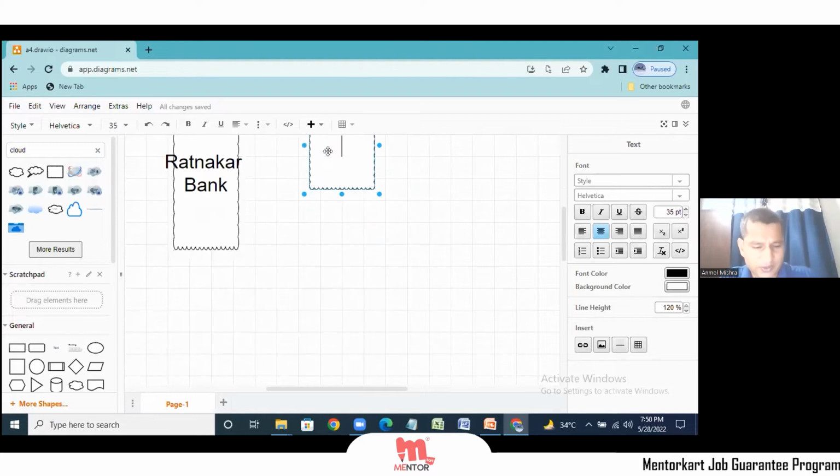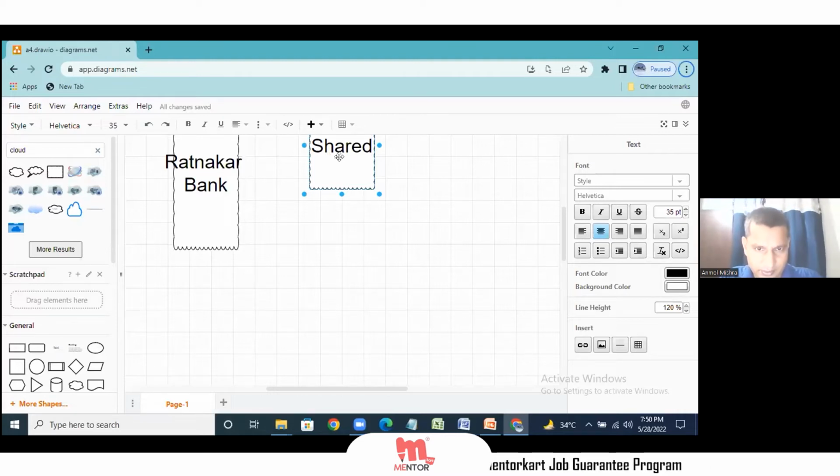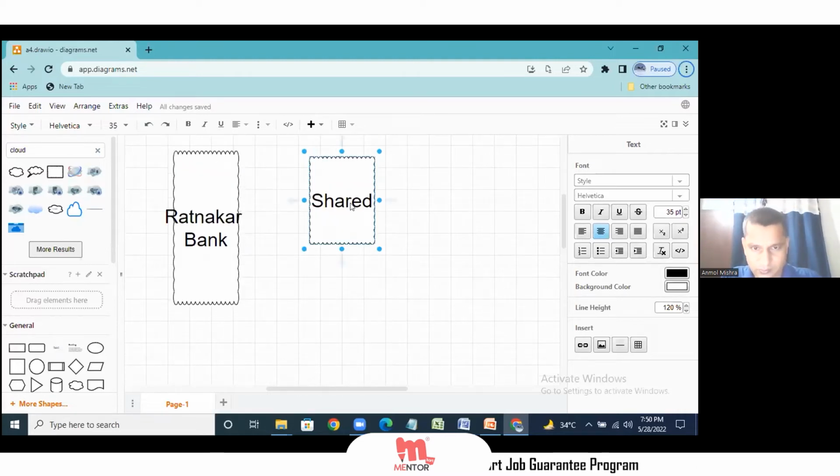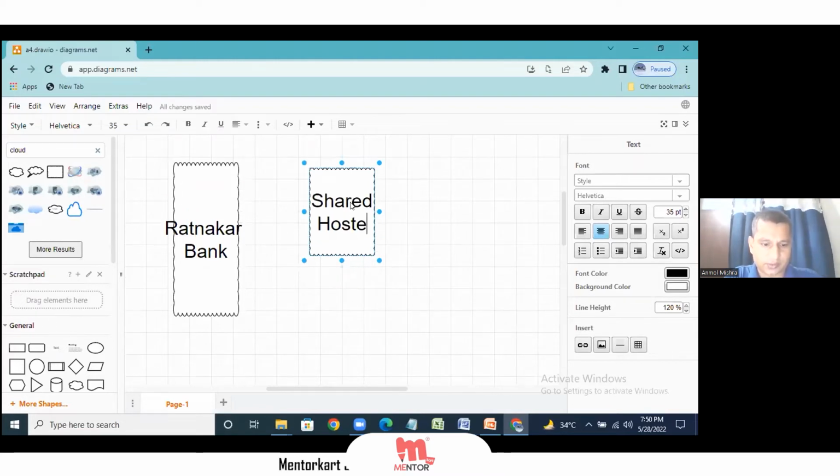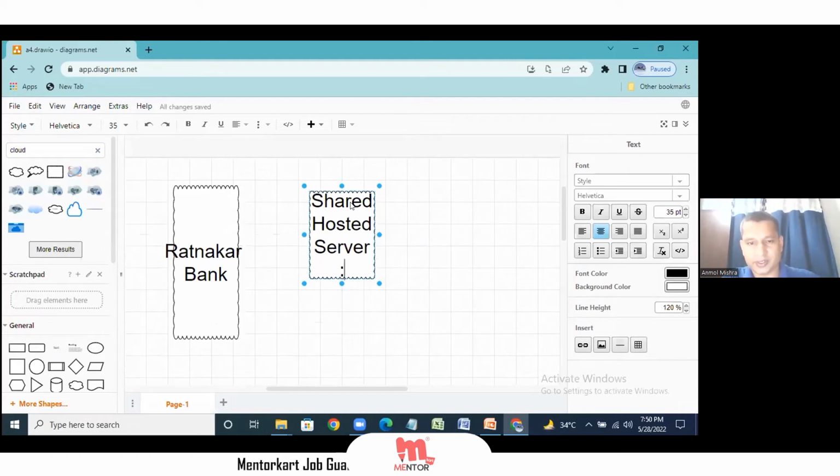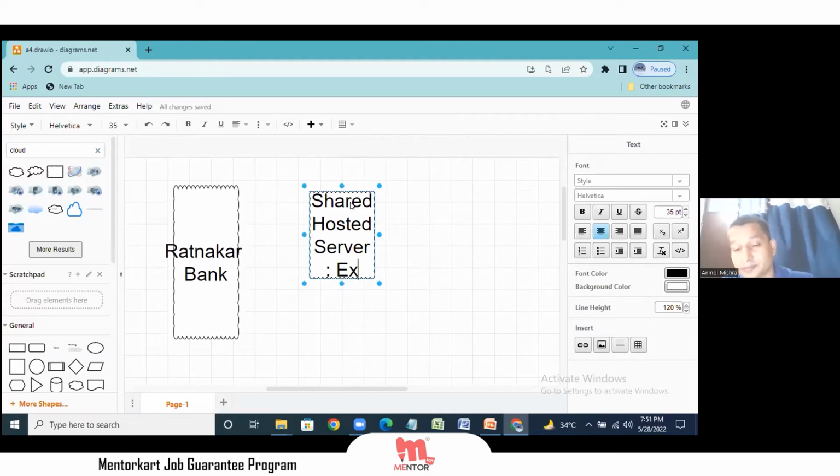Give an example of shared hosted. Anyone try to give the example of shared hosted? Please try to give the answer. What is a shared hosted server? An example of a shared hosted server.